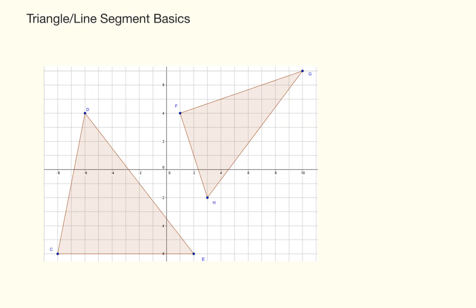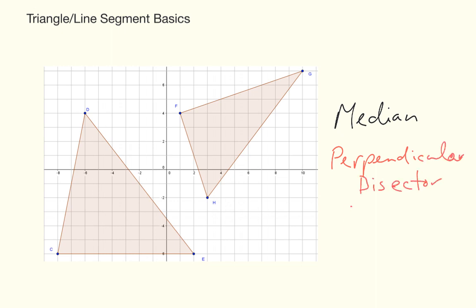Hey guys, today we're going to be looking at some of the lines that you can add to a triangle. Some of them you can add to any line segments, but mostly we'll be looking at these in the context of triangles. We'll be looking at three types of lines or line segments that you could add to a triangle. The first is called the median. The second is called the perpendicular bisector, also sometimes called the right bisector. And the third is called the altitude.